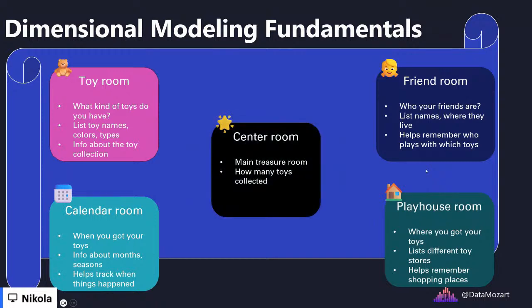And then in the center, we have our central room. This is our main treasure room, which contains special numbers like how many toys we collected, and also connects to all the other special rooms. So the real magic happens when these rooms are connected. When you want to know something, like how many blue marbles or red cars I got this summer, you can easily walk between these rooms and find that answer very quickly. It's like having a super organized treasure map where everything has its perfect place and you can find any information very, very fast.